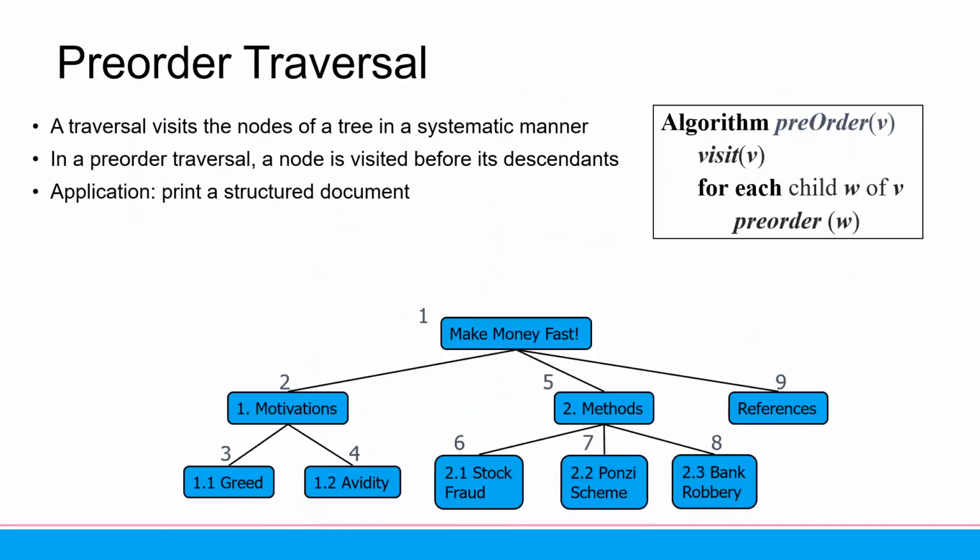When we are having a tree, we need to traverse. What does it mean by traverse? Traversal means travel. When you travel, it means you want to walk from one node to the next node, to the end of the nodes. So a traversal visits the nodes of a tree in a systematic manner. So we need to arrange which node we need to visit first.